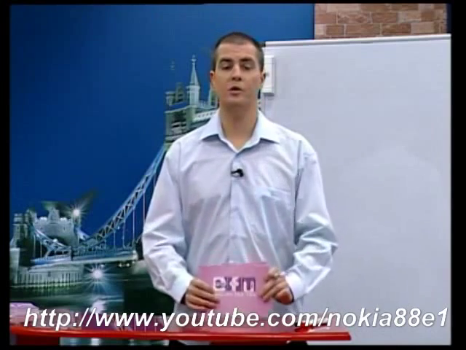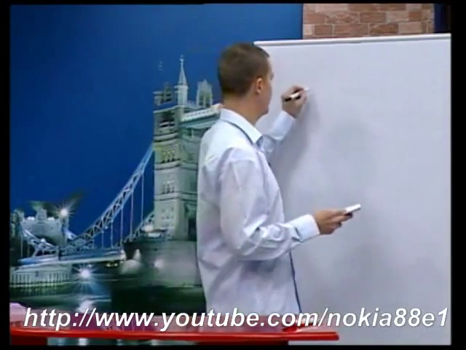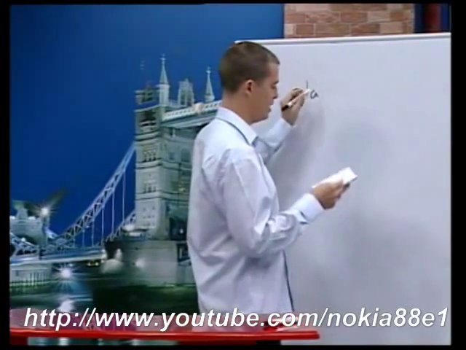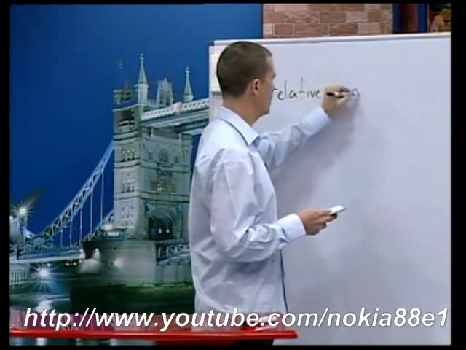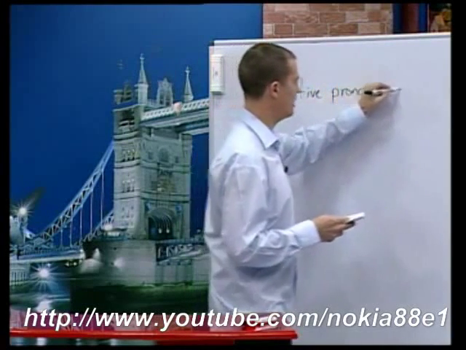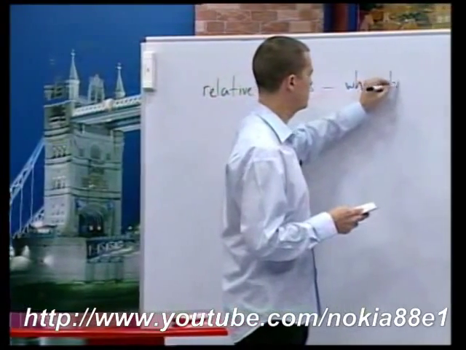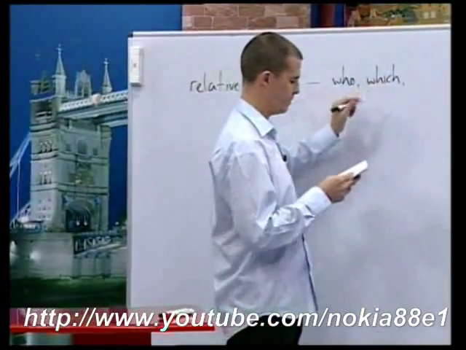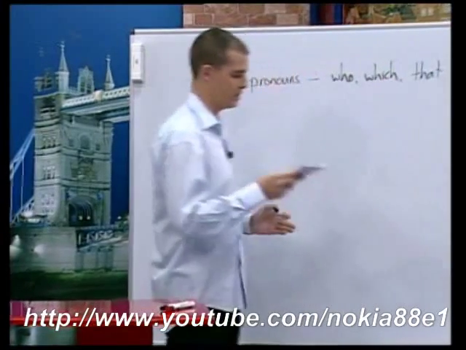An adjective clause uses relative pronouns to connect the dependent clause to the independent clause. Some examples of these are who, which, or that. They are our relative pronouns, the three that we've learnt.